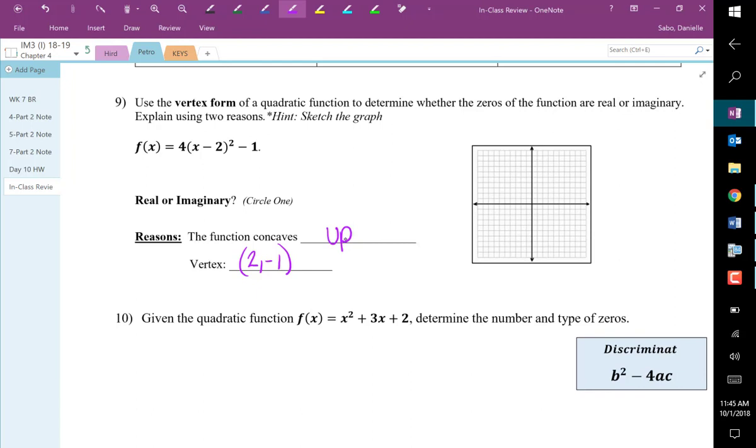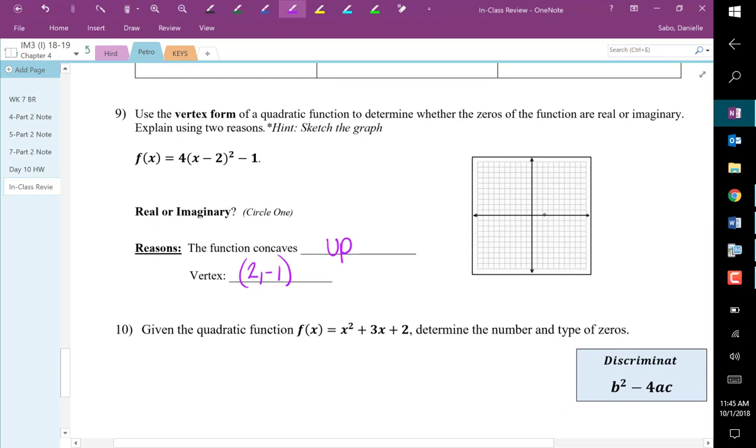So let's graph it out. I have 2, 1, 2, down 1. I know yours is hard to see, but it's going to be somewhere around there, and it goes up. I'm not looking for a perfect graph. I just want you to sketch it. Now, are these zeros right here on the x-axis real or imaginary? They're real, and we're done.